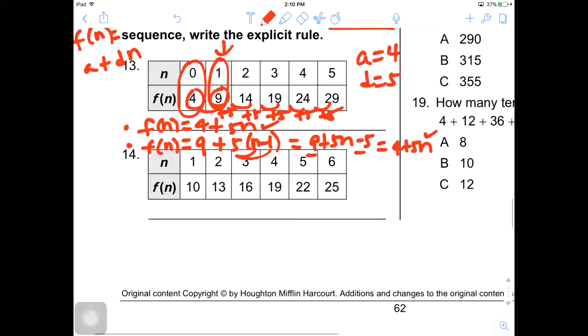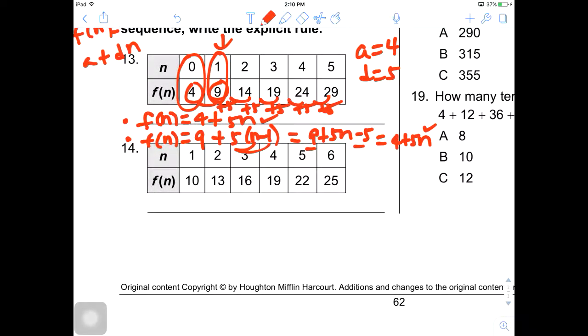Let's take a look at number 14. We're given a table. Again, here it looks like you're adding 3. So the common difference is 3, and that's pretty consistent. So a is equal to 10 in this case. We have no option to start with 0. It is not given. So we're going to use the n equals 1 formula for sure. And then the common difference is equal to 3.